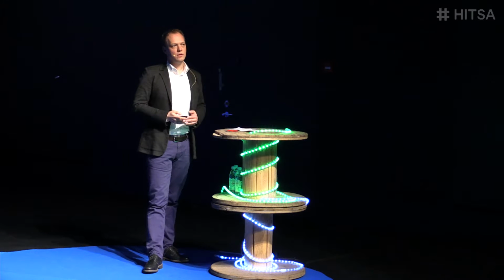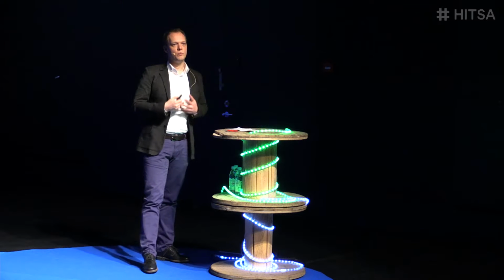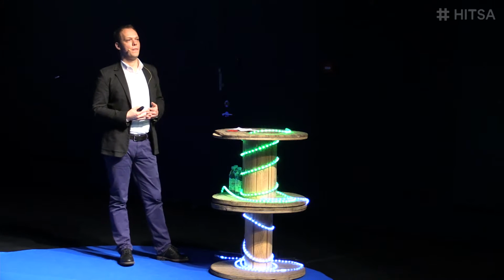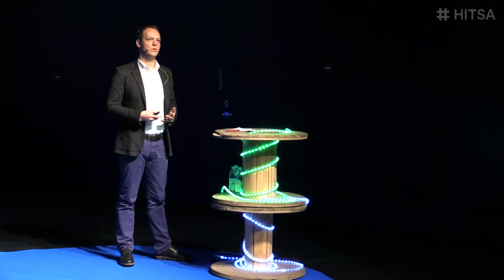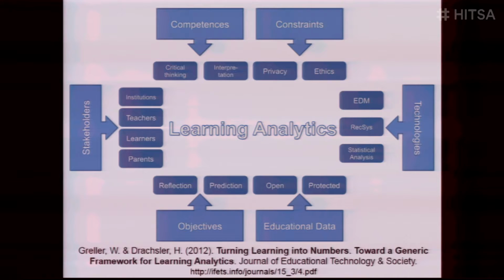So this is the Learning Analytics framework that we use to communicate to our teachers about what learning analytics is about and what they need to think about. It has 6 critical dimensions for us. So one thing is the stakeholder side with institutions, teachers, learners, well, parents if you go for schools, maybe also companies. Then there's objectives of learning analytics. It's always about reflecting on activity or having the magic prediction thing, right?